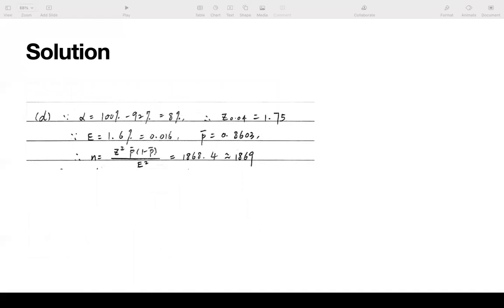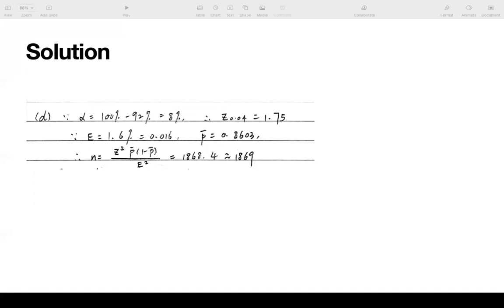So for the last part, how large a sample would be needed to establish a 92% confidence interval for the proportion if the margin of error is to be 1.6 percentage points? Here the margin of error stands for the sampling error, and we can use the formula as in the previous slide. We calculate based on alpha equal to 8%, which means the z value is equal to 1.75. Here E is equal to 0.016, and the proportion is basically 0.86.